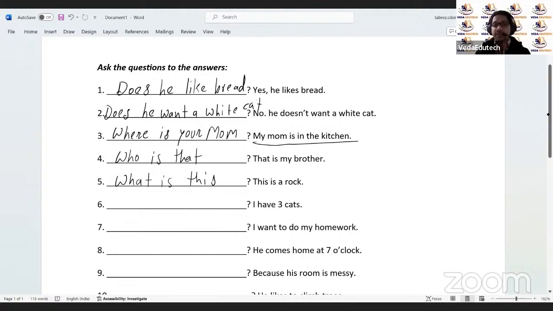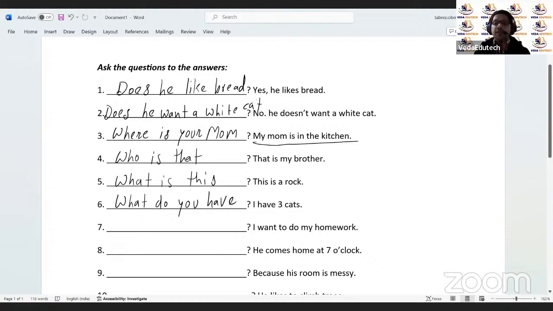Okay, I have cats. I have 3 cats. All right. So what is the question? What do you have? आपके पास क्या है? Answer is coming. I have 3 cats. मेरे पास 3 cats हैं. अब यहाँ पे confusion, क्या हम question ऐसे बना सकते हैं? Do you have 3 cats? Of course, question तो ठीक है.